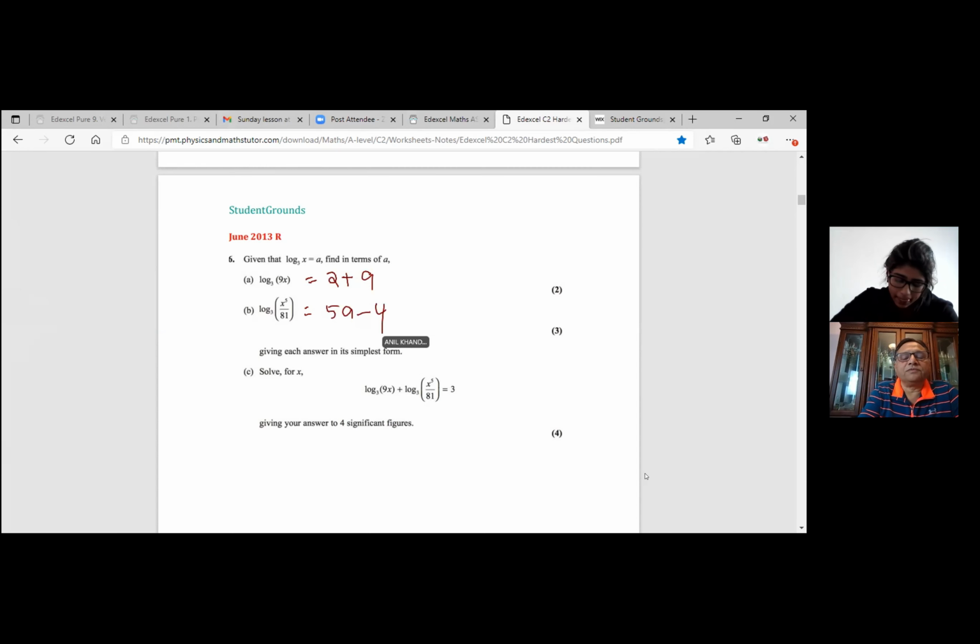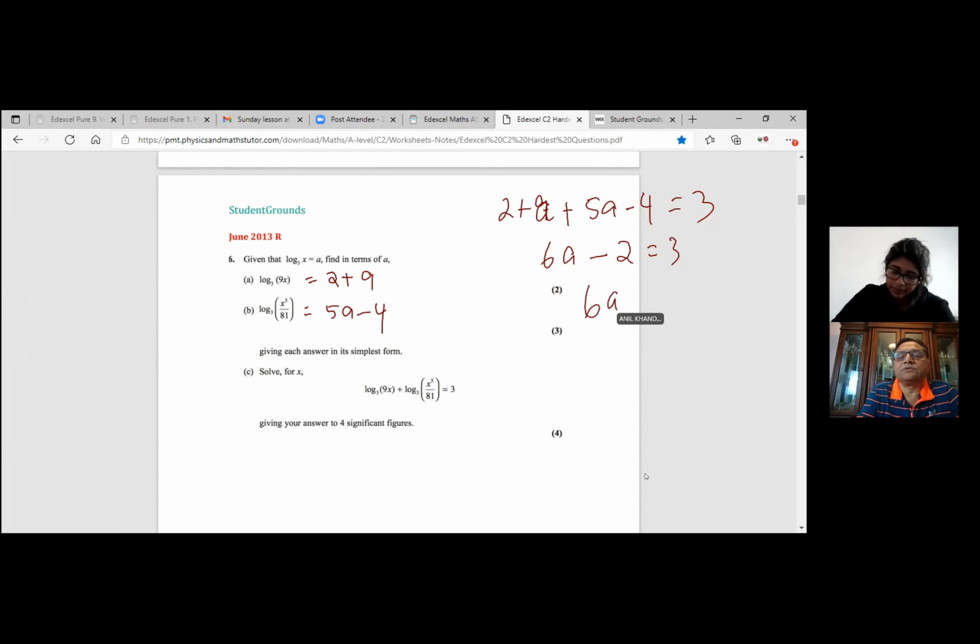So here, because we are given log to the base 3 of 9x, which is part A, and second is part B, we can rewrite this as 2 plus a plus 5a minus 4 equals 3. Is that okay? Oh, sorry, the first part was 2 plus a, not 9. Okay, yeah, that's right. So I wrote it incorrectly. 6a minus 2 equals 3.